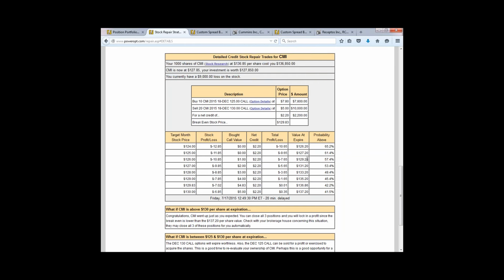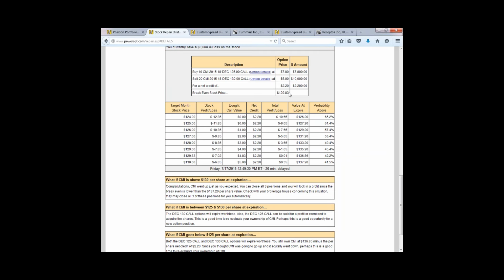Let's take a look at the repair details here. We generate a small credit of 220. But now instead of needing the stock to go back to 136.85, my new break even on the stock would be 129.83. So if the stock hits 129.83 at or around December expiration, I'd be back to break even, though my original cost basis was still 136.85. That's the advantage of the ratio repair.